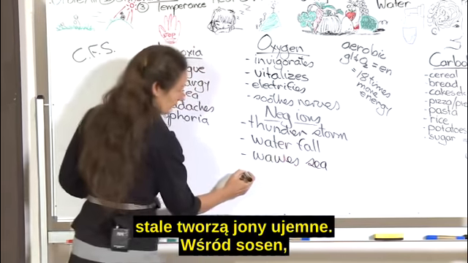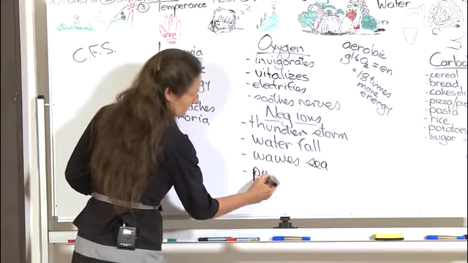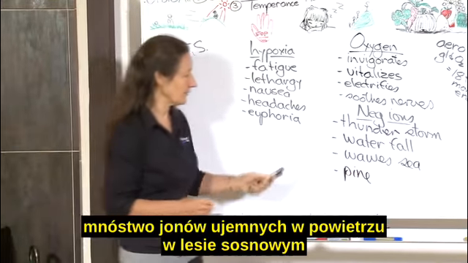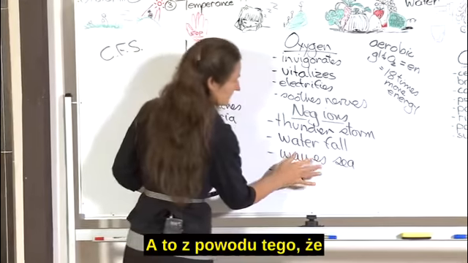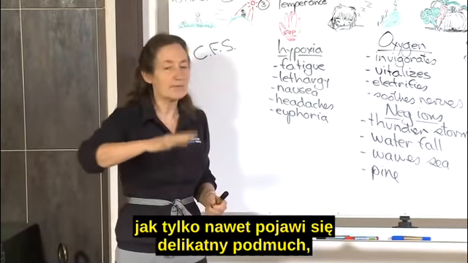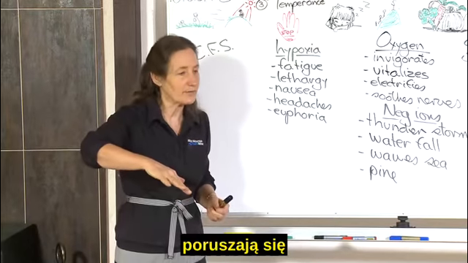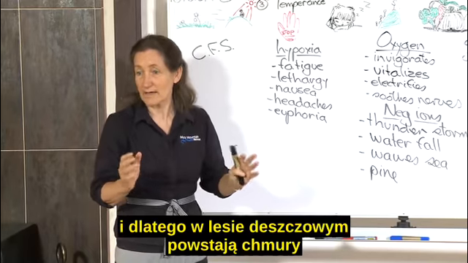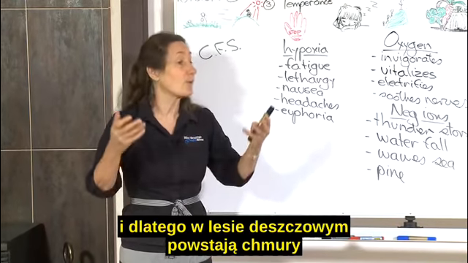You'll also find high negative ions in the air at a pine forest. And the reason for that is all the needles on the pine tree, just a slight movement in the air and they move. And you know plants are constantly giving off a little bit of moisture, and that's why in the rainforest the clouds are born.